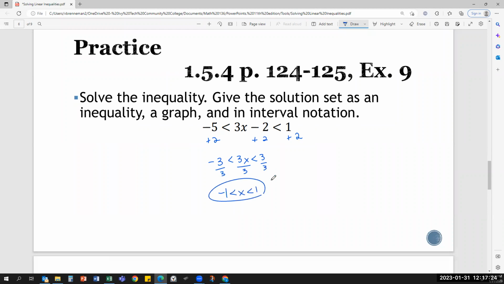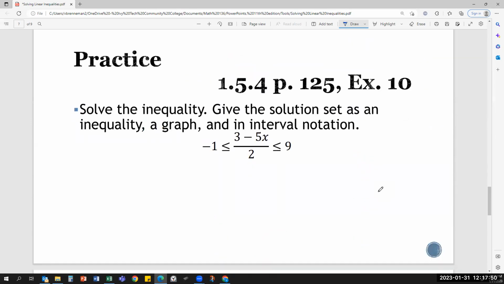That's now the inequality that would go inside of the set builder notation. The graph, then, we're going to have parentheses at -1, the other parentheses at +1. The graph is the piece of the number line in between those two. The interval is parentheses -1, comma, +1, close parentheses.